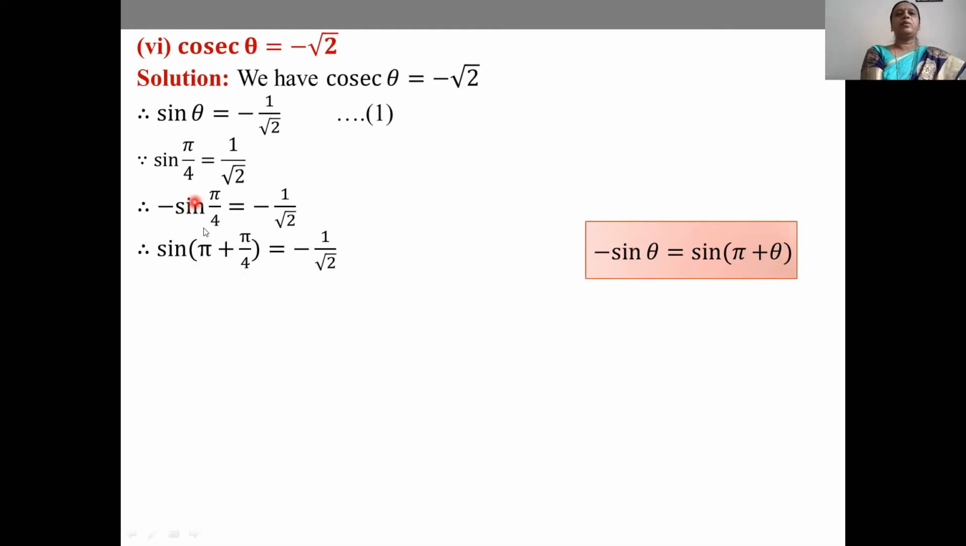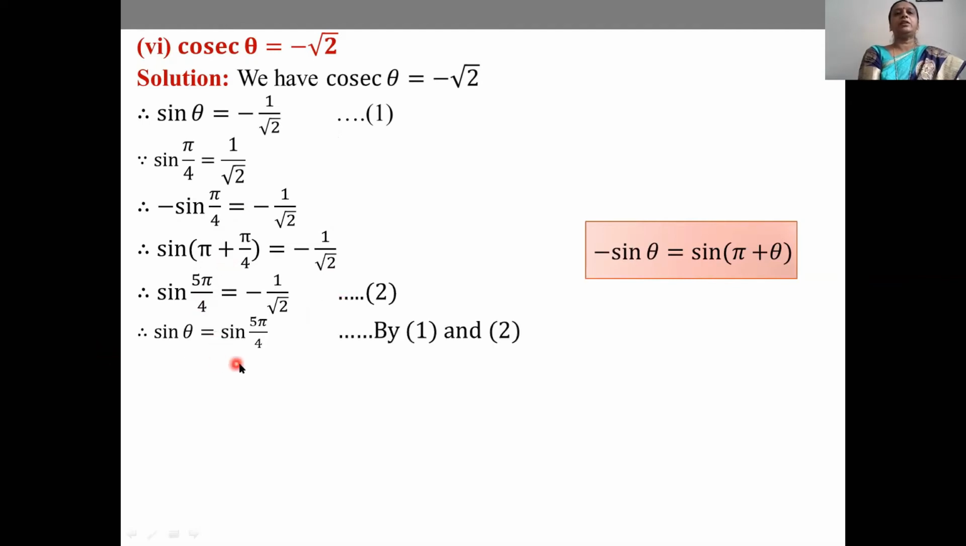Therefore, write down for this minus sine pi by 4, sine pi plus pi by 4 is equal to minus 1 by root 2. Now, after simplification, this pi plus pi by 4 is 5 pi by 4. Therefore, sine 5 pi by 4 is equal to minus 1 by root 2. Now, you compare equation 1 and 2. Comparing equation 1 and 2, you will get sine theta is equal to sine 5 pi by 4.